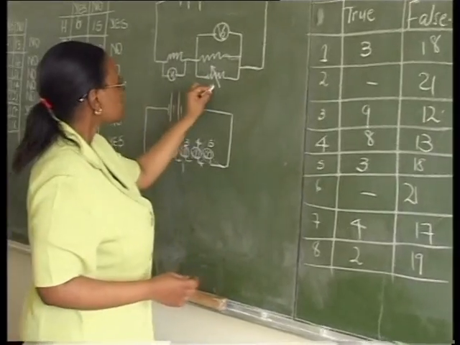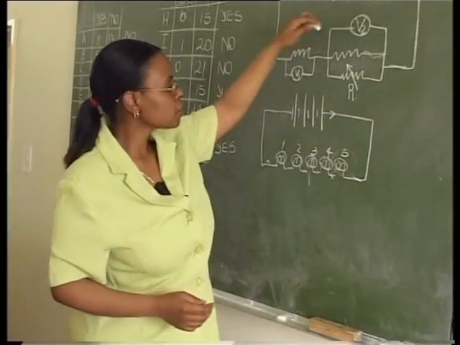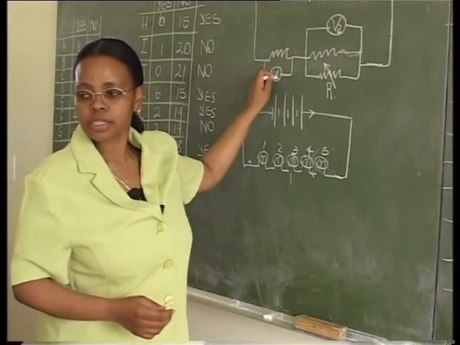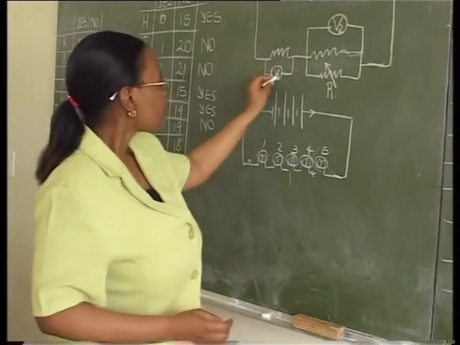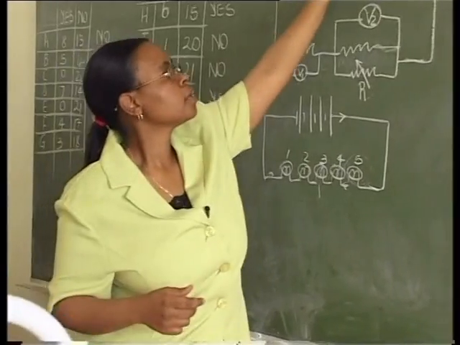The teacher rounds off the lesson by summing up the learners' findings. So if we increase this R, V2 increases and V1 decreases. So now V1 and V2 must always give you the value here, because the sum must always be 6 volts.